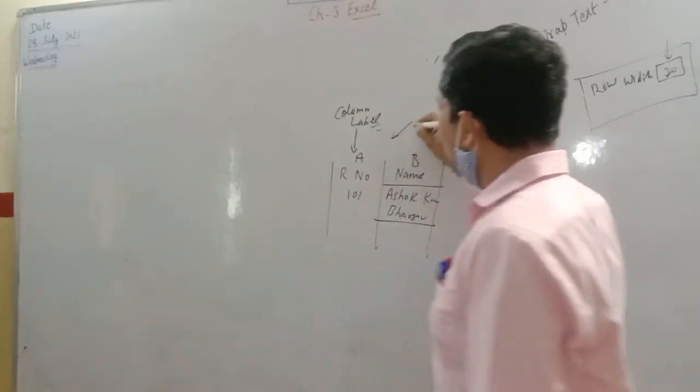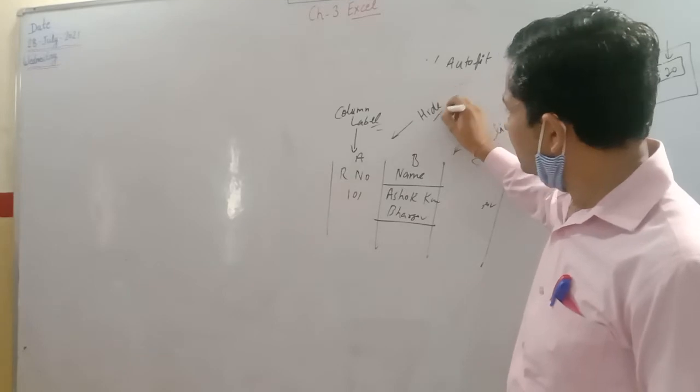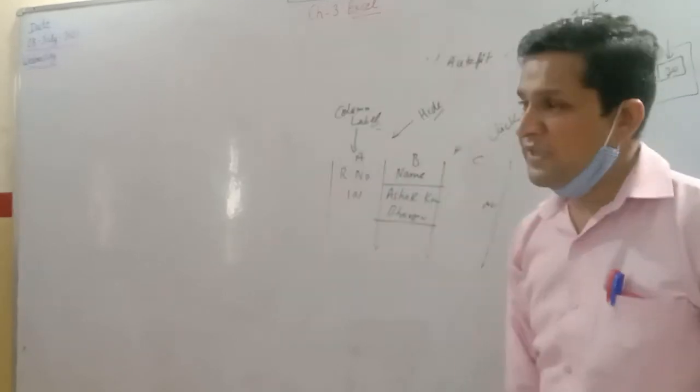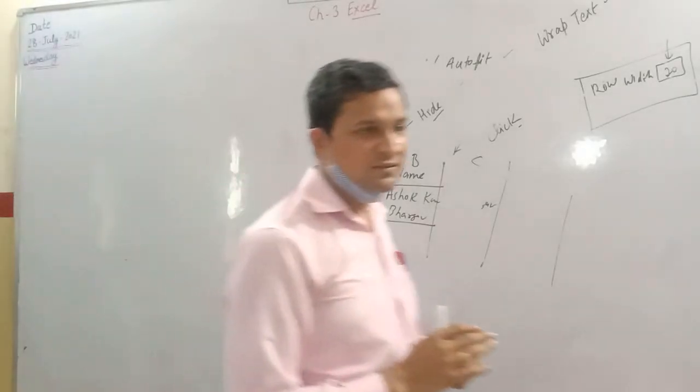Afterward, the second last option will be for hide. Select this option. It will hide the specific column. The complete column will be hidden from the user.